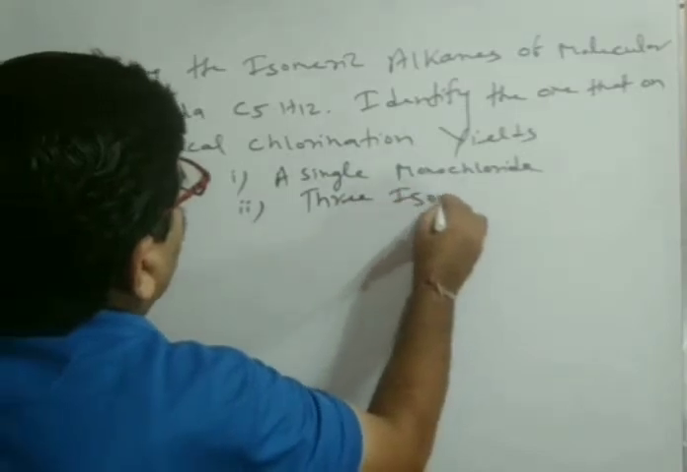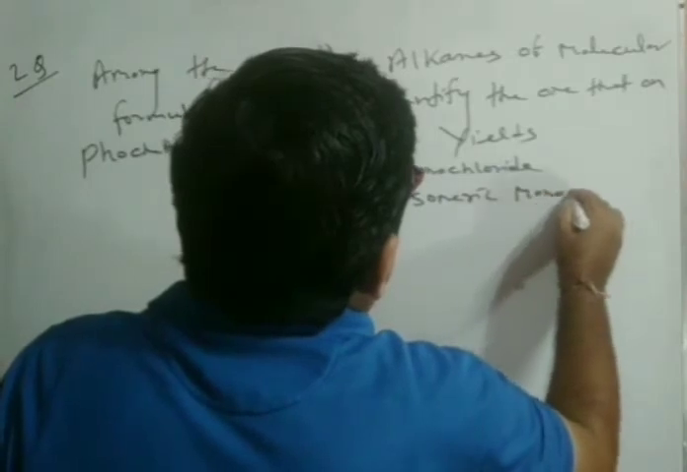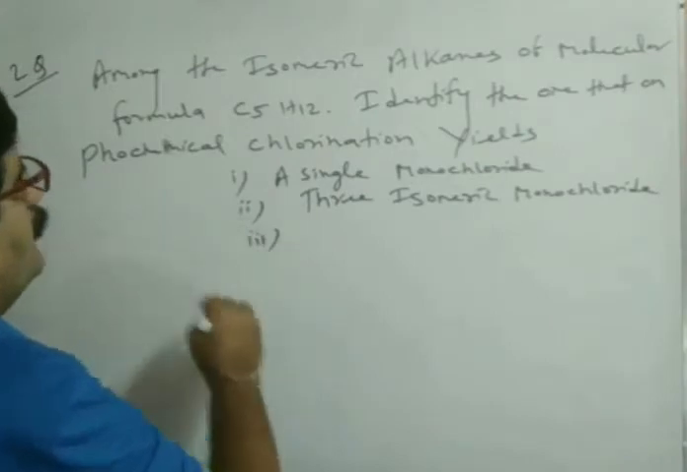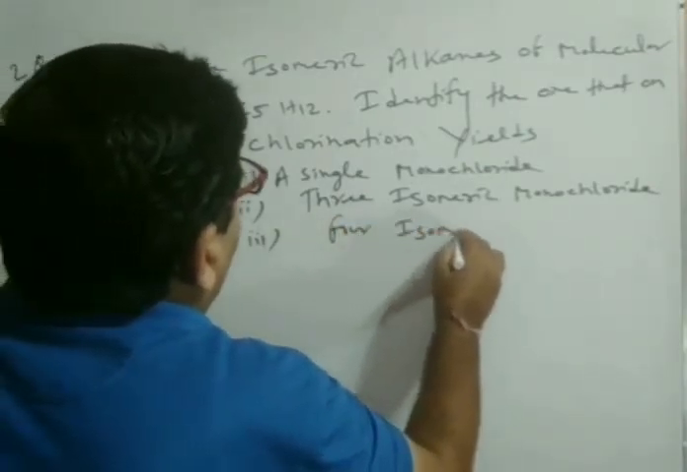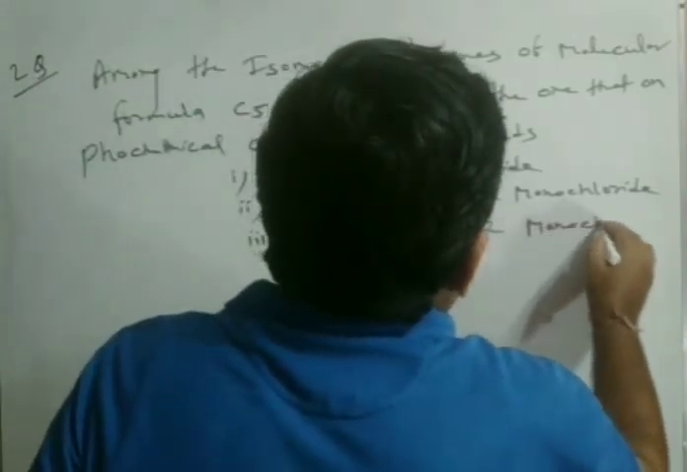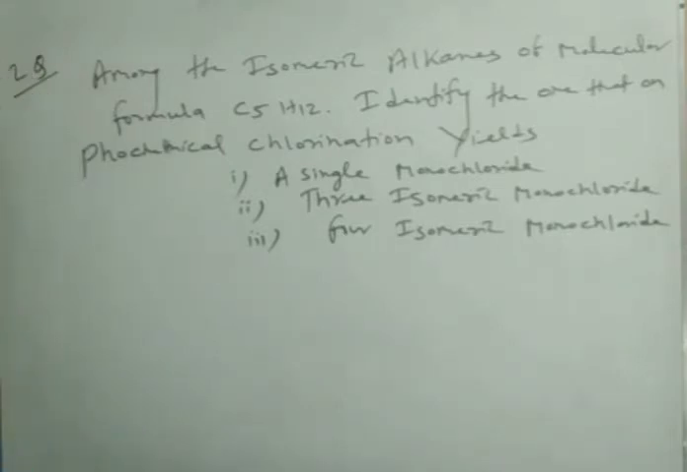and the third one, 4 isomeric monochlorides. This problem is similar to the previous problem, but slightly different. First, we have to understand what is given.